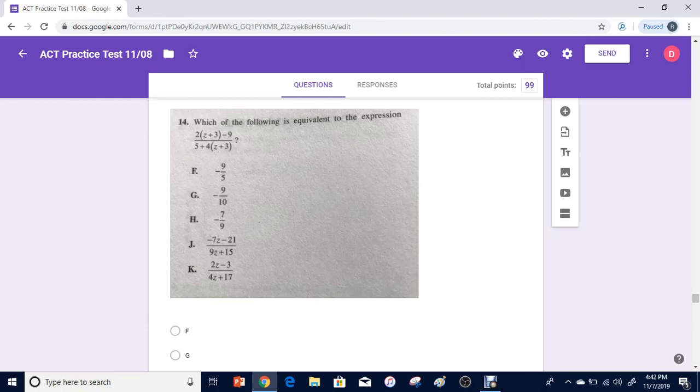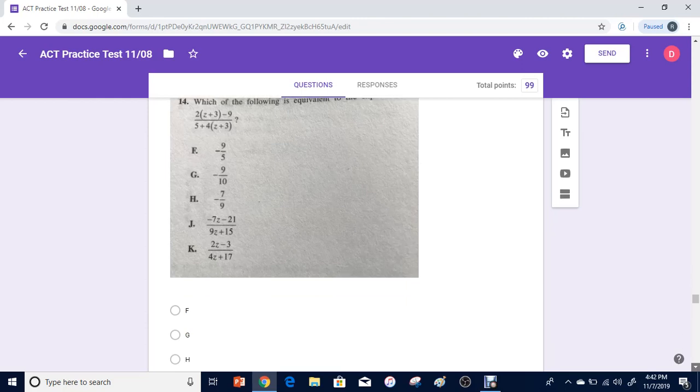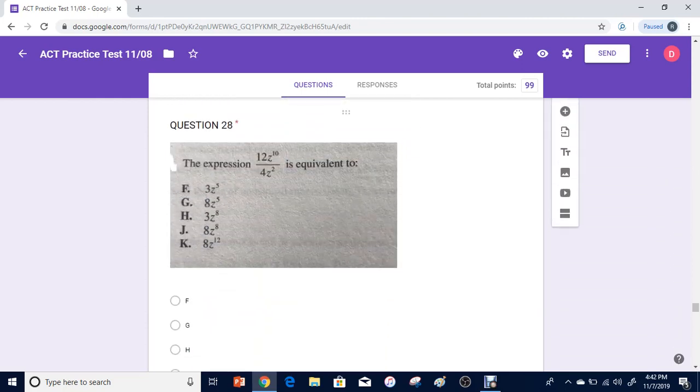Distribute your 2. Distribute your 4. Combine like terms. Again, divide your numbers. That's going to give you 3. 10 minus 2 is 8.